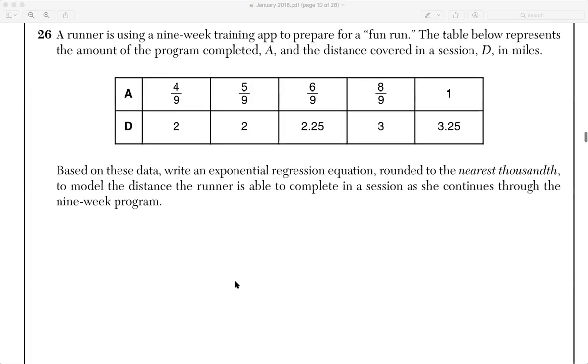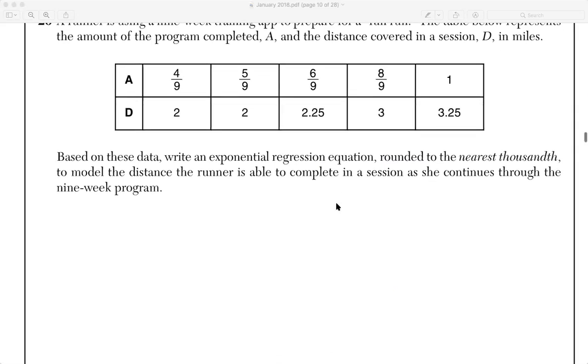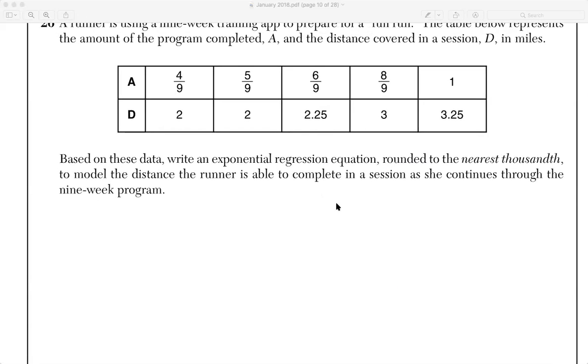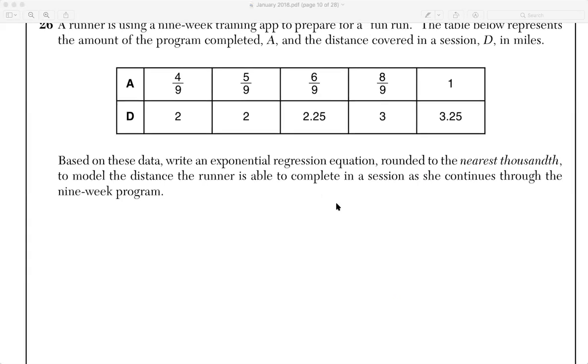Let's see. A runner is using a 9-week training app to prepare for a fun run. The table below represents the amount of the program completed and the distance covered in a session. Based on these data, write an exponential regression equation rounded to the nearest thousandth to model the distance the runner is able to complete. What you do is you take your calculator on this one. I'll show you exactly what to do.